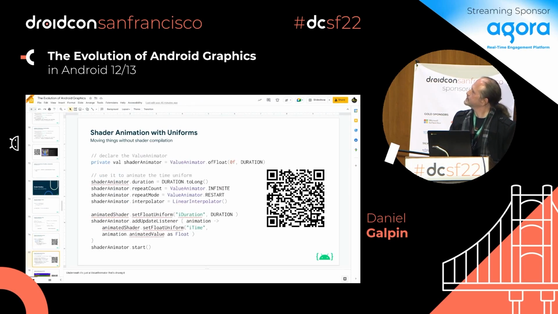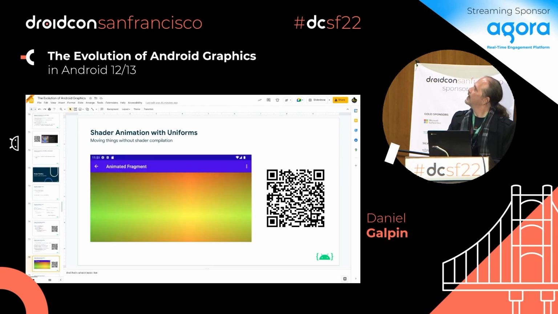This is the same thing. I'm just going to show how this works a little bit. What's cool is that you can take that uniform and use a value animator, and you can use that to send stuff into your shader. You can do whatever you want inside of there. In this case, I'm sending two values: a time and a duration. The time is being set by the value animator, and the duration is just a constant to make things easy for me. And again, that's what that looks like.